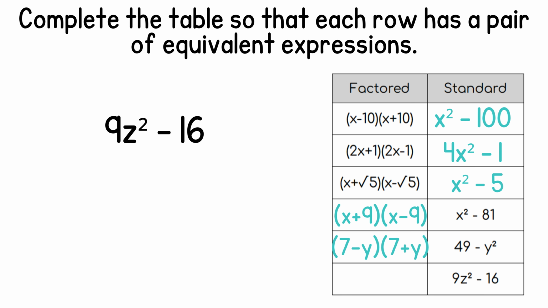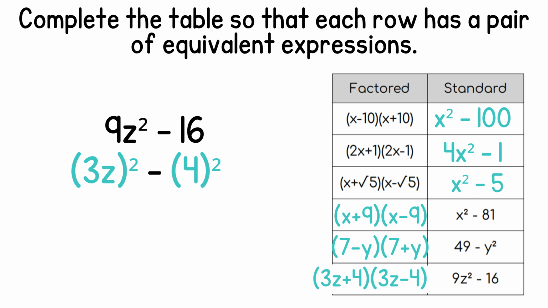Now we have 9z squared minus 16. So if it's in the form a squared minus b squared, then a must have been 3z, since 3z squared gives us the 9z squared that we have. And b must be 4, since 4 squared gives us 16. So we can write this as 3z plus 4 times 3z minus 4.